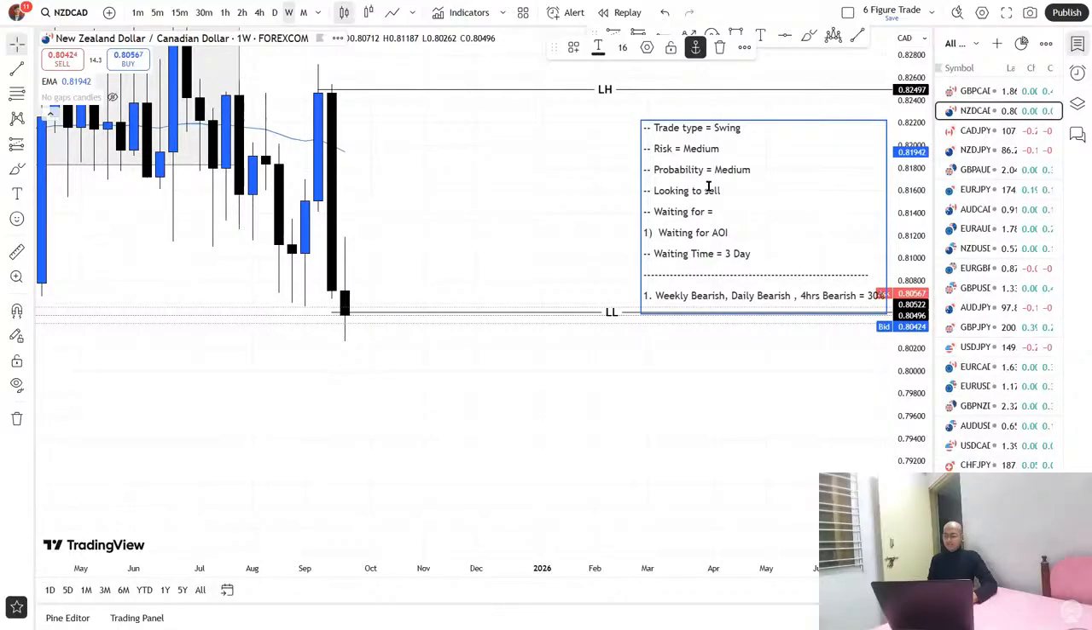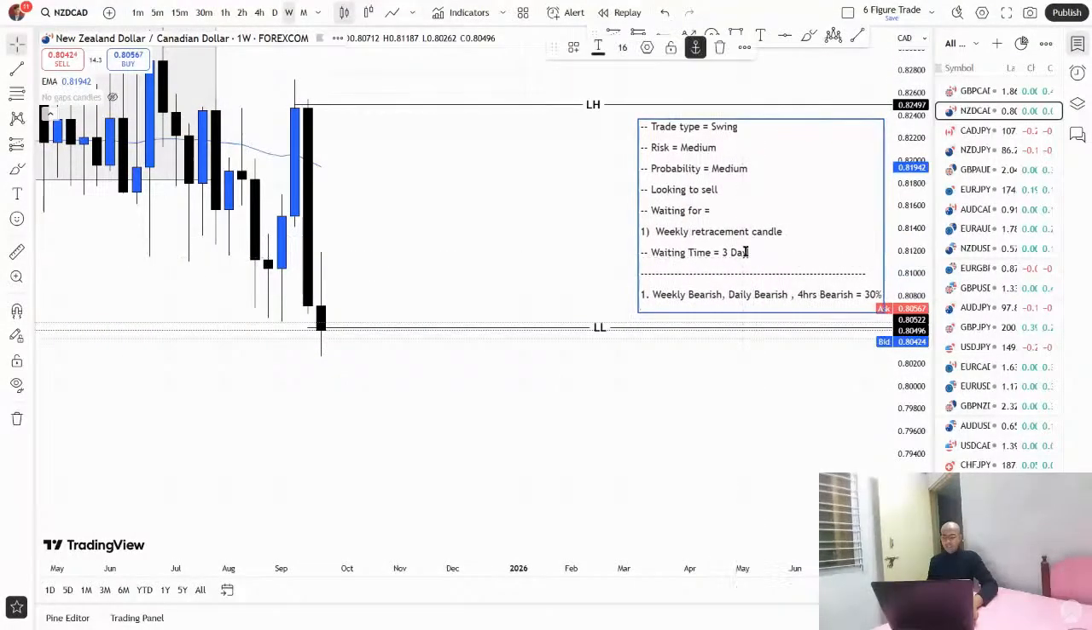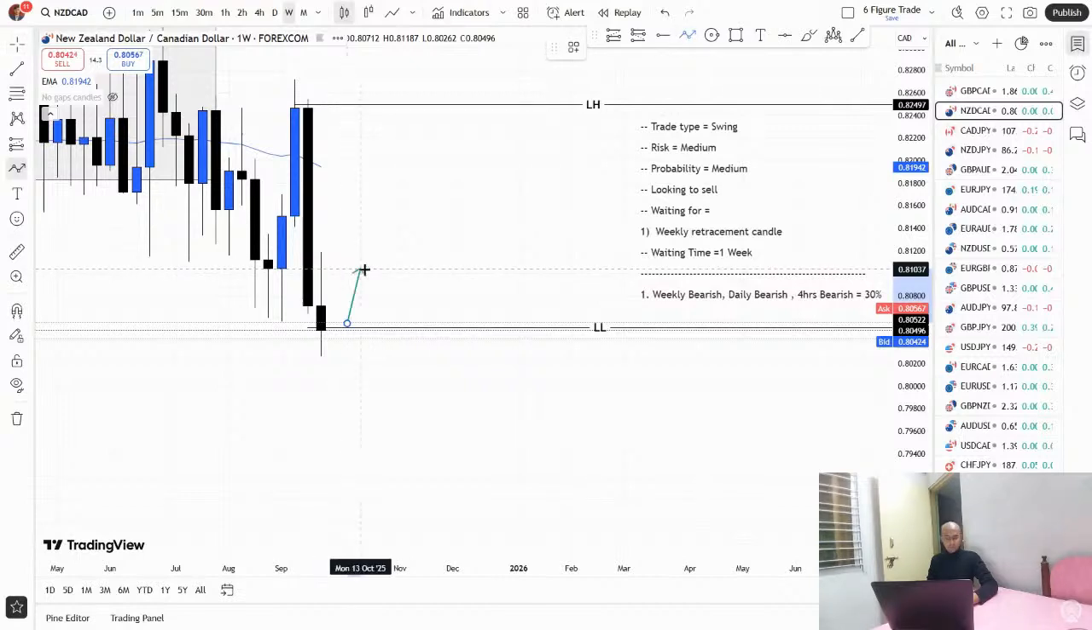Okay, the probability I don't know. I am just waiting for the weekly retracement candle. Okay, so this is for the next week. This is not ready for this week. Okay, one week, we have to wait for the one week. So I'm waiting for the retracement to this area of interest and then push down.